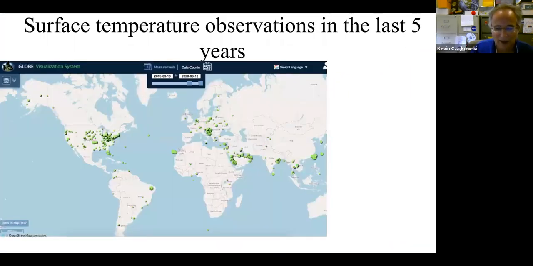Clouds. All right, I did want to mention this. This is the surface temperature sites for the last 5 years on the Globe website. You see a nice distribution across the world. Getting more in countries that haven't participated in the past, but always looking for new places in the United States. Next slide.